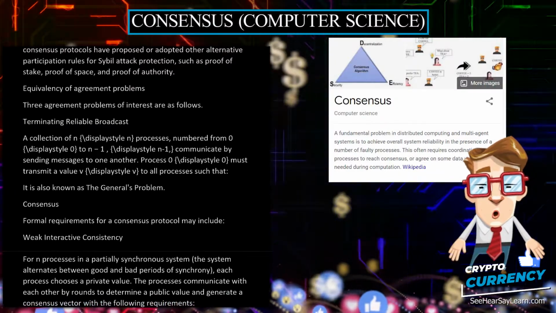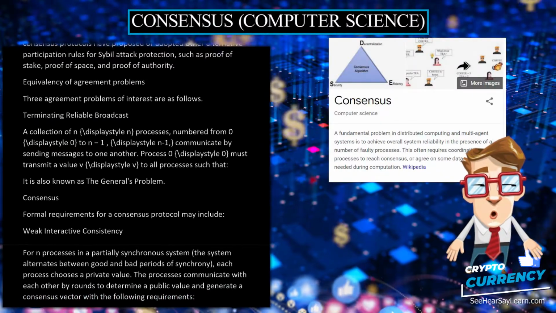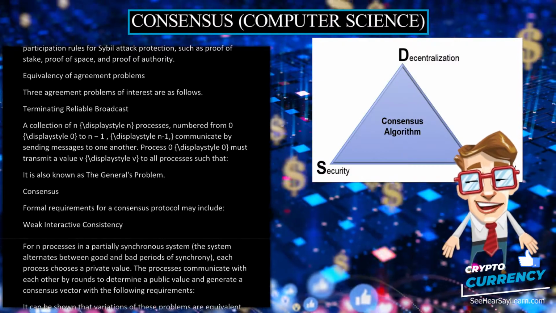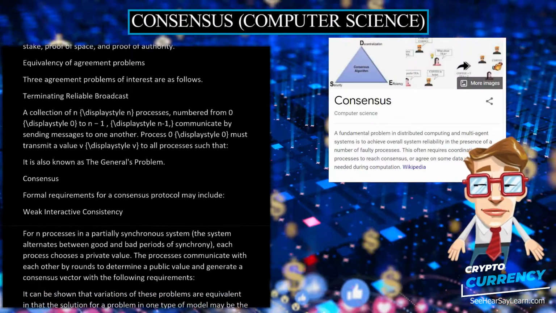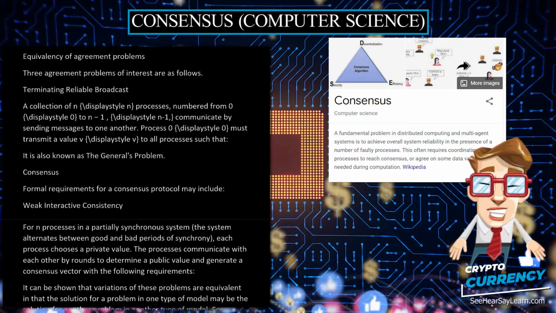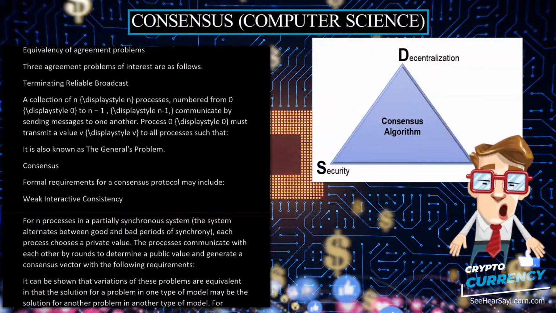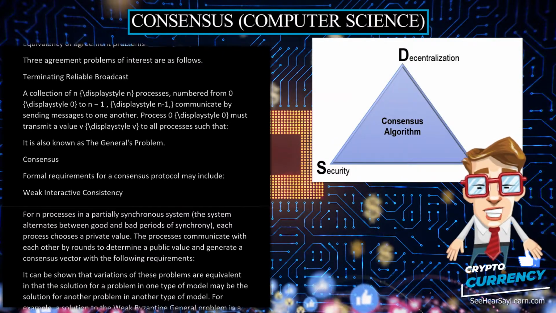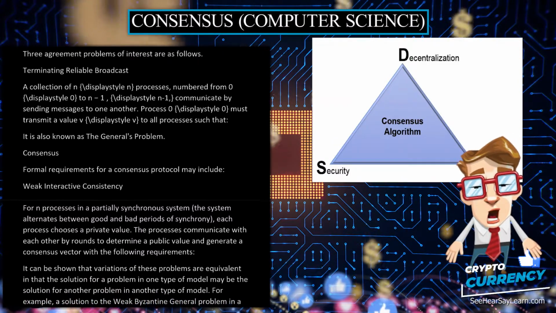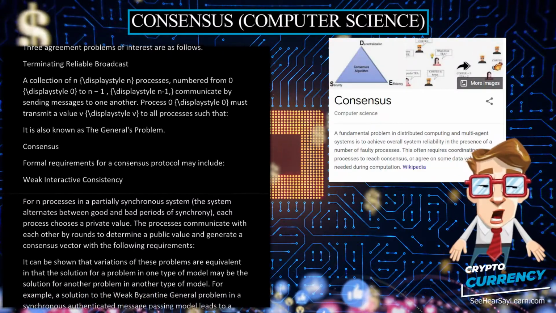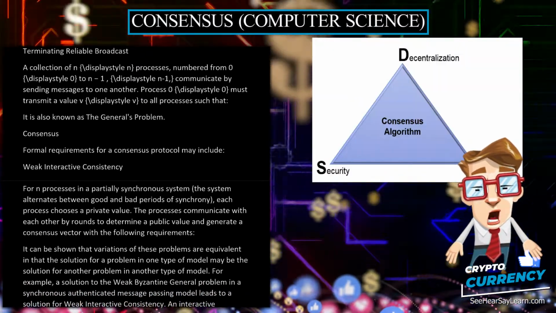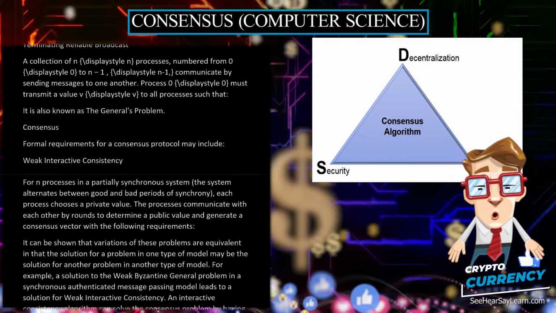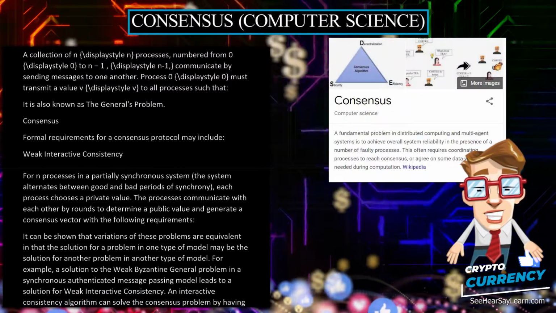The processes communicate with each other by rounds to determine a public value and generate a consensus vector with the following requirements. It can be shown that variations of these problems are equivalent in that the solution for a problem in one type of model may be the solution for another problem in another type of model. For example, a solution to the weak Byzantine general problem in a synchronous authenticated message passing model leads to a solution for weak interactive consistency.